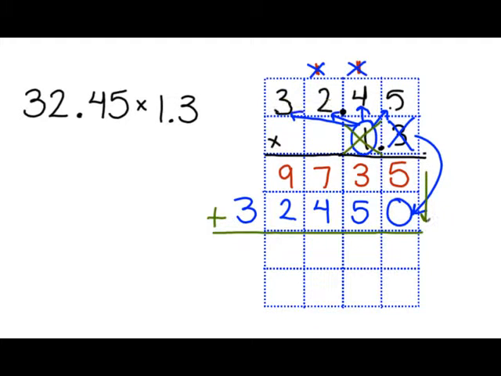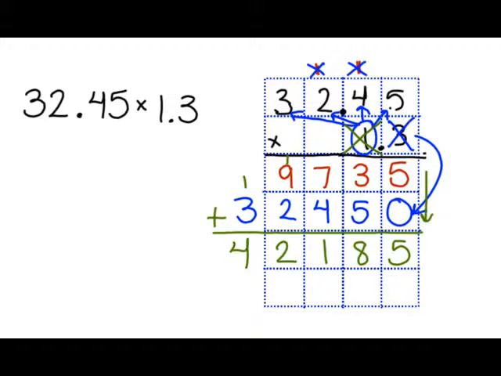So we're going to take 5 plus 0, which is 5. 3 plus 5, which is 8. 7 plus 4, which is 11. Carry my 1. 9 plus 2, which is 11, plus 1 more, which is 12, Charlie. And 3 plus nothing, but we needed to carry the 1, becomes a 4.